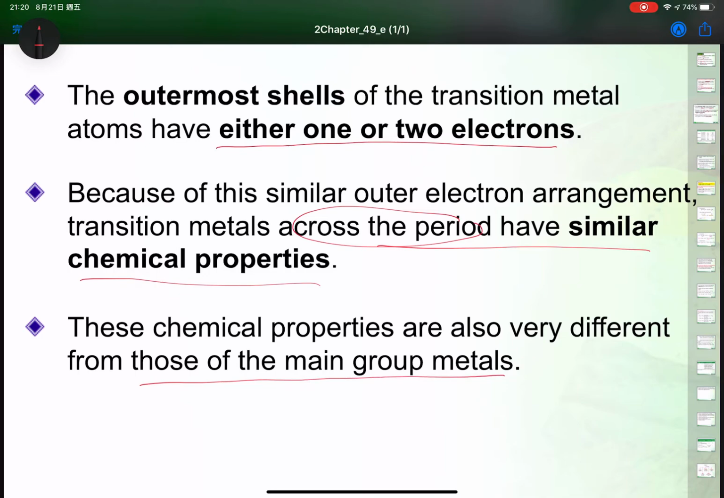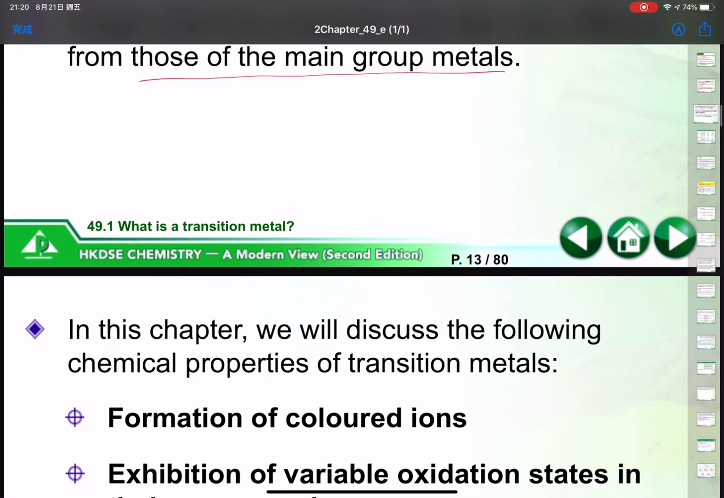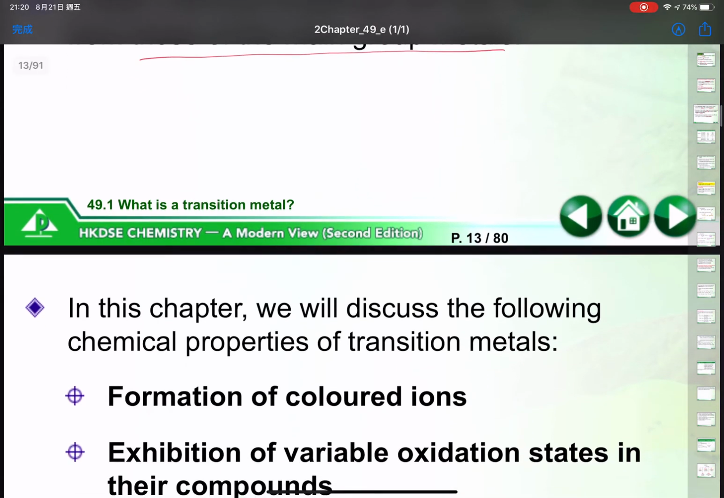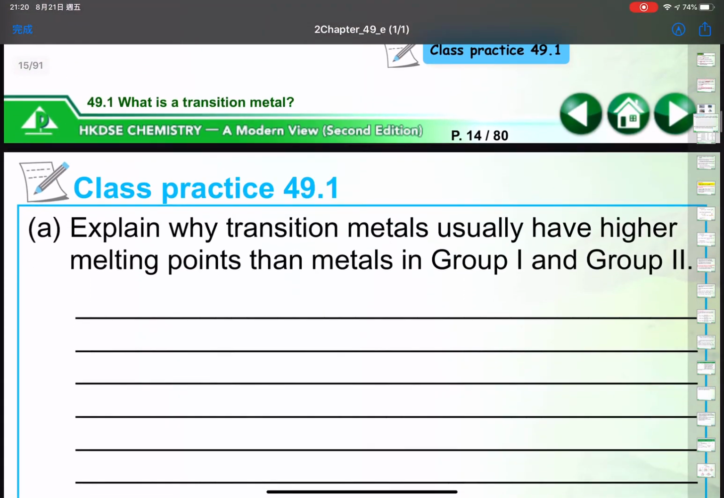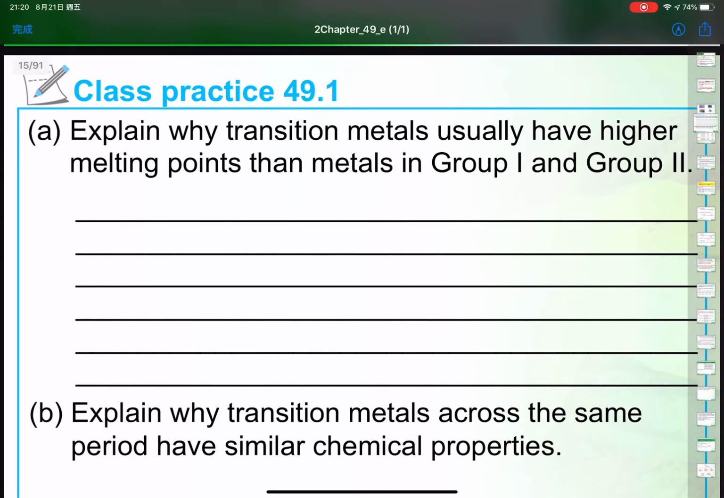Okay, if you remember, main group metal is across the group only. It's opposite to the transition metal. So in this chapter, we're going to talk about these three properties: formation of colored ions, variable oxidation state, and catalytic properties. So first of all, we'll talk about class practice 49.1.